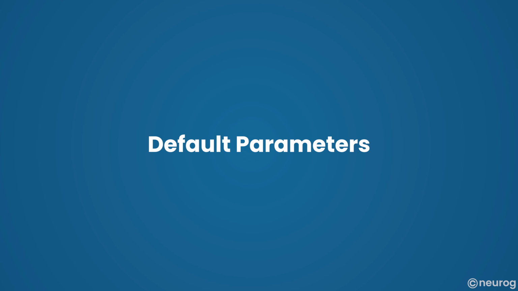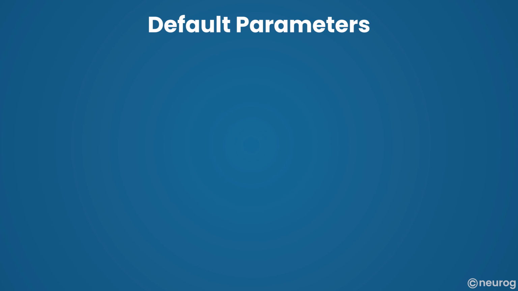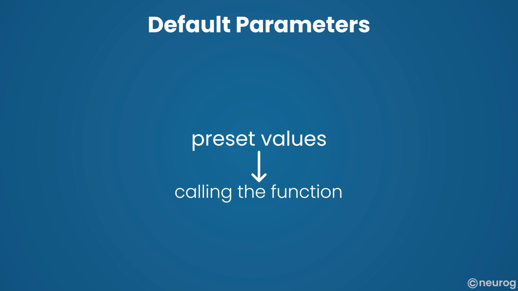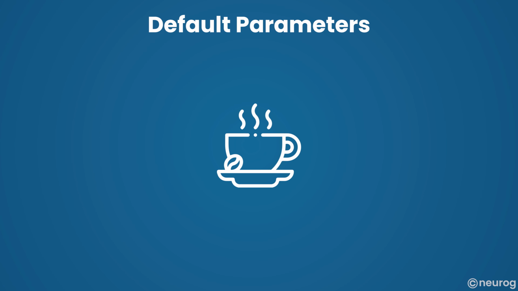You can also define default parameters for functions. Default parameters have preset values and can be overridden when calling the function. Think of ordering coffee. The default sugar level can be overridden, but the size can be left as is.